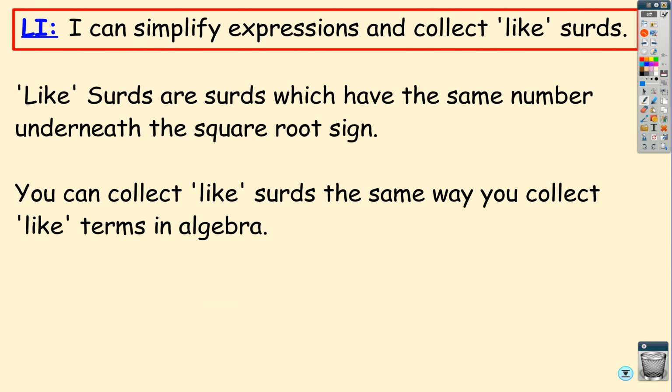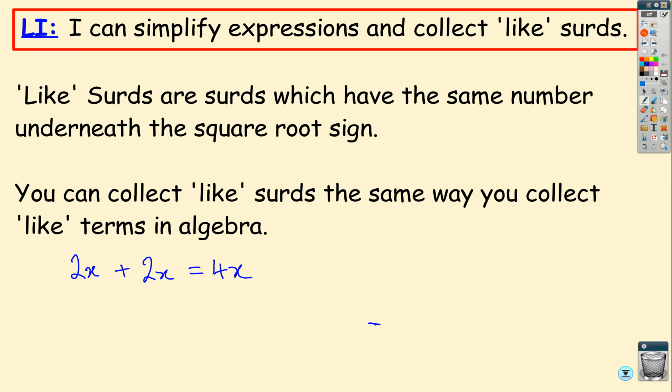Basically, like surds are surds which have the same number underneath the square root sign. And you can collect like surds the same way you collect like terms in algebra. So just to put a sort of picture to that, you know you can add up things like 2x add 2x. Well, they're like terms, and you know that altogether comes to 4x, right?